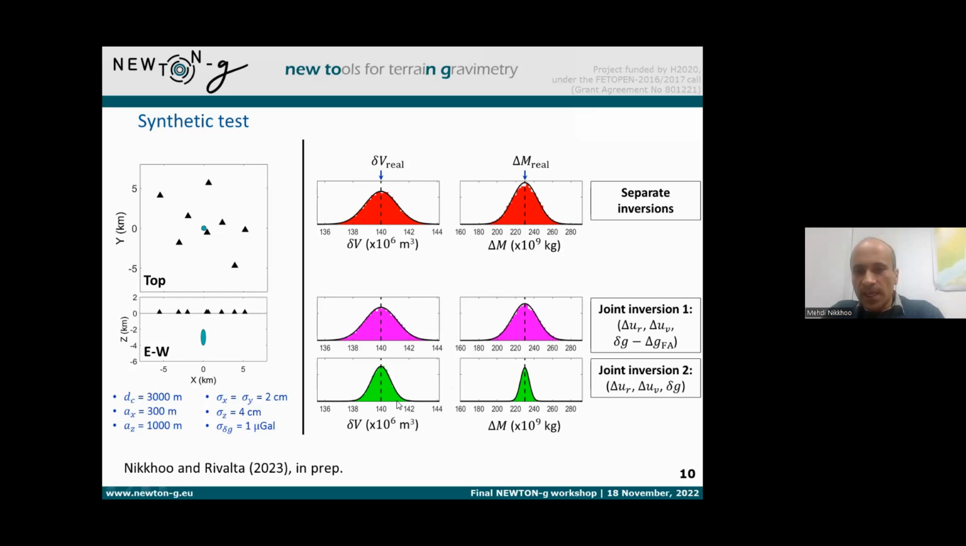And this way you see that first of all, we have a smaller uncertainty associated with the volume change of the source, and much smaller uncertainty associated with the mass change. In this case, I'm not showing the other source parameters, but the improvements can be seen also on other source parameters, especially, for instance, on the source depth.